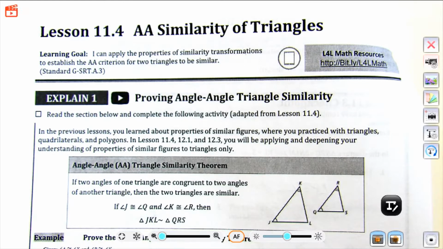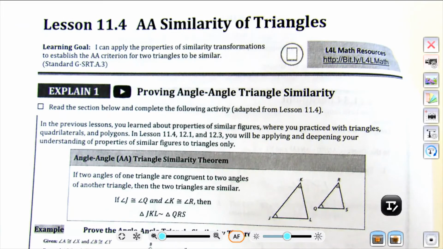I do want to mention though that going forward from these lessons, we're going to be focusing on triangles, so looking at similar triangles. As before, in the previous lessons, we looked at different types of polygons, rectangles, and different types, but this is going to focus on triangles. And these similarity theorems only apply to triangles. So let's start with the angle-angle triangle similarity theorem.